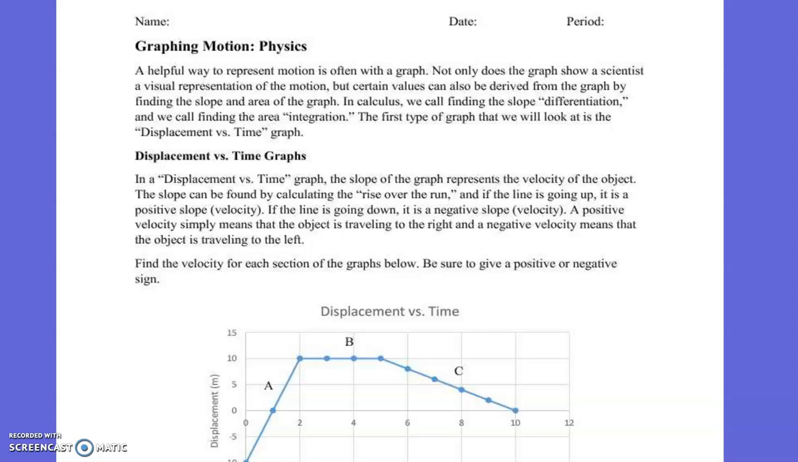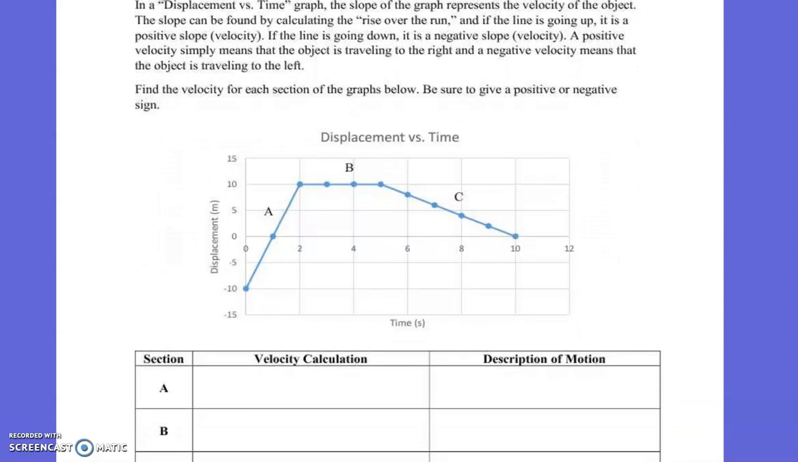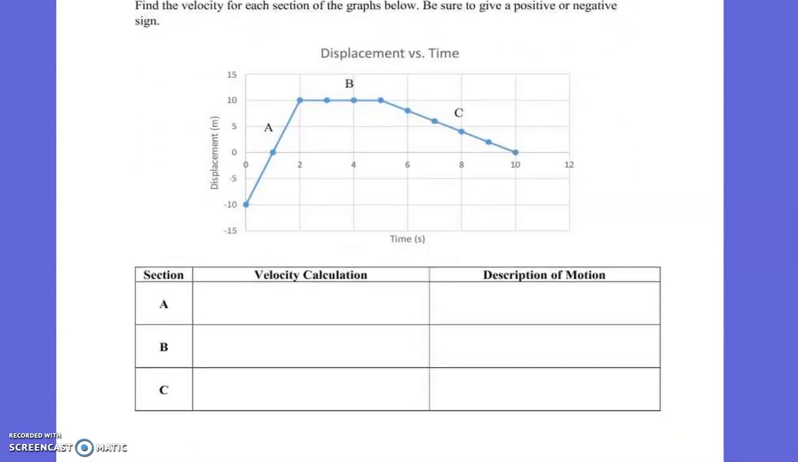Find the velocity for each section of the graph below. For each, be sure to give a positive or negative sign. So first here we've got a displacement versus time graph. And it shows that in this section, this part A, the line is going up. That is a positive slope. Now to calculate the velocity, we simply find the slope of the line. And the slope is always the rise over the run. How much it has gone up by how much it has gone over.